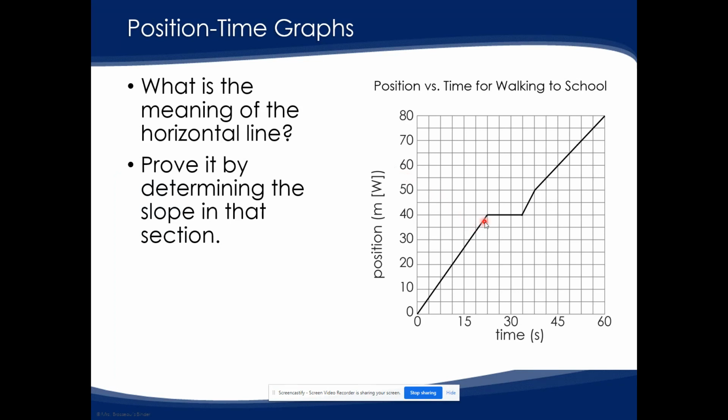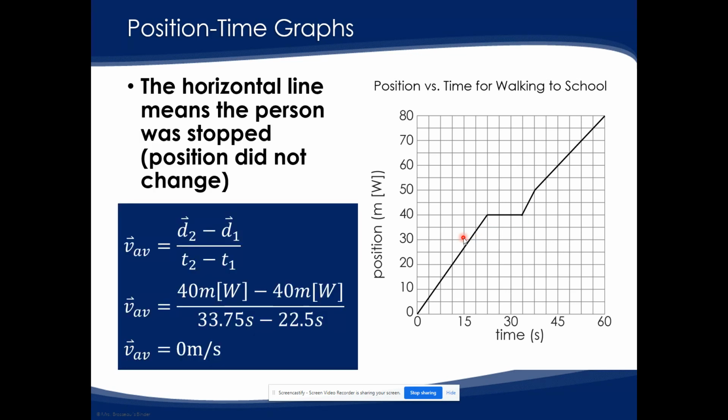So what is the meaning of the horizontal line right here? Well, we already decided that that's when someone is stopped. Now we're going to prove it by determining the slope in that section. So if I'm looking at rise over run, I'm going up 0 and dividing it by a time. I don't even care what that time is, because 0 divided by anything is still going to be just 0. So we literally can prove that we did not move at all during that time span.